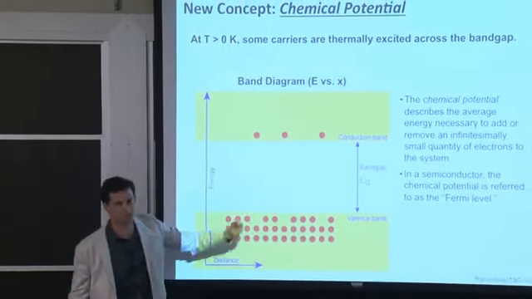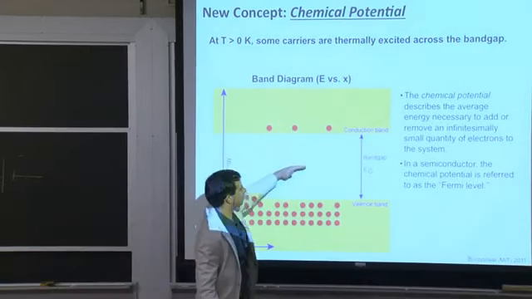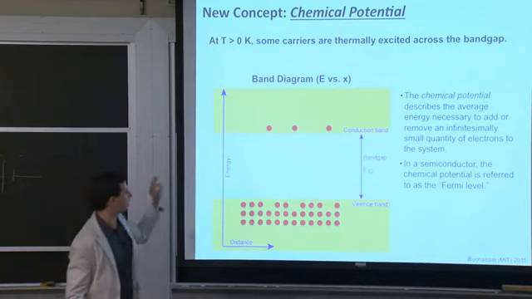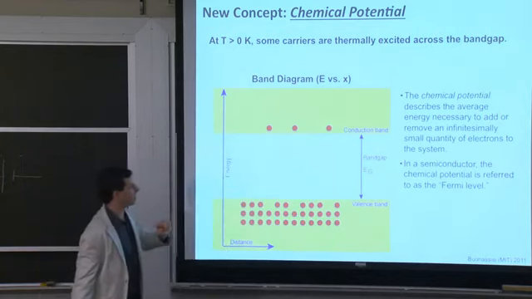So the chemical potential is describing the average energy necessary to remove an infinitesimally small quantity of electrons to the system. And again, infinitesimally small quantity, meaning it's a mere perturbation. You're not changing the volume, you're not changing the electrostatics of the system. You're just adding one electron to the system or taking it away and determining how much energy was required.